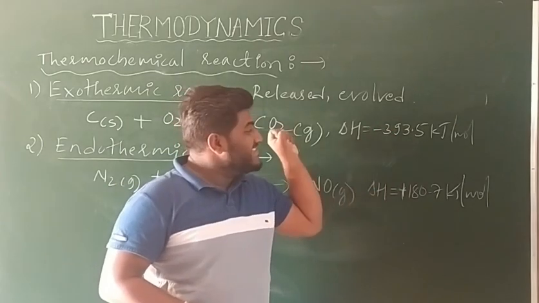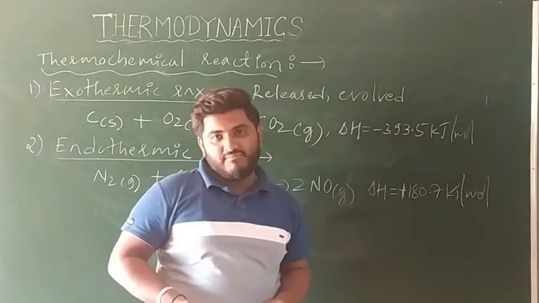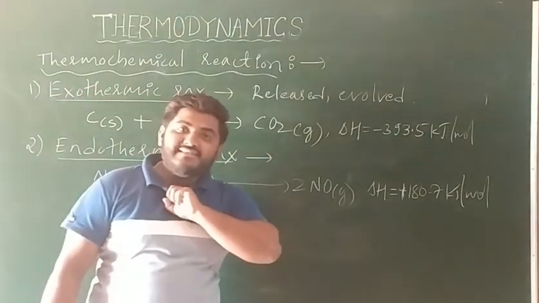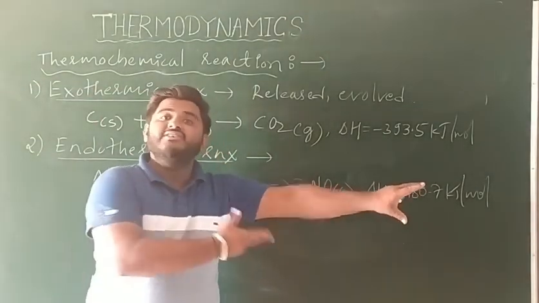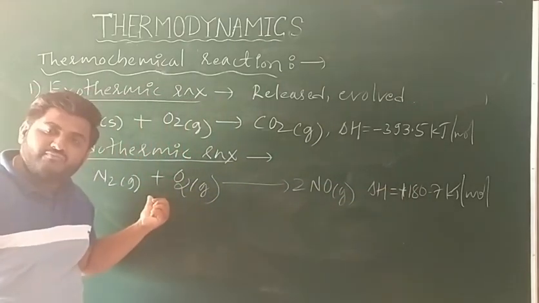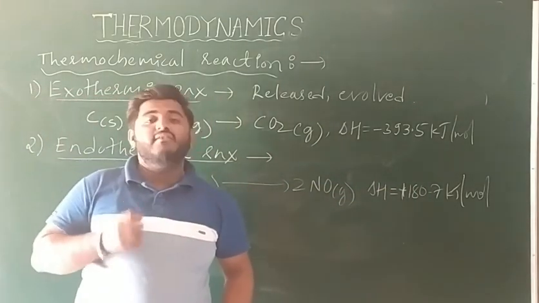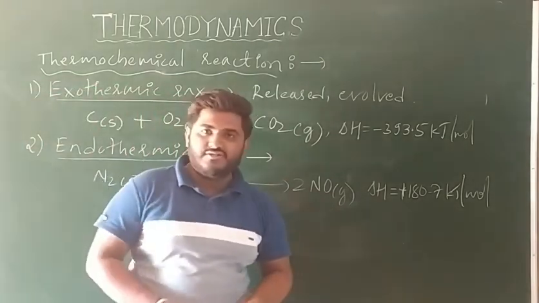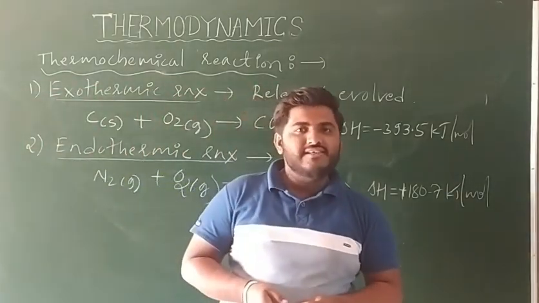Here it is plus 180 because heat is absorbed by the system, hence the plus sign. There it was minus because heat is evolved, heat is lost by the system. I hope you understood. During an exothermic process, heat is given by the system. During an endothermic process, heat is taken by the system. That's it. These are the two types of thermochemical reactions. I hope you got the points here.